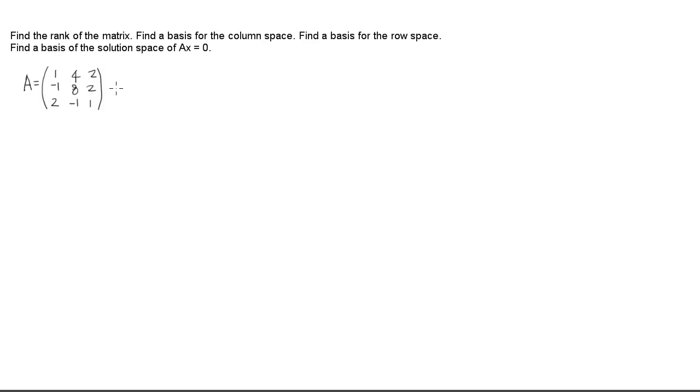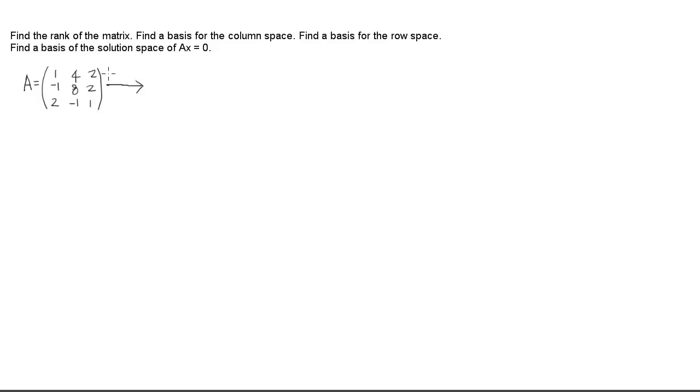Here's another application of using elementary row operations to find various things about a matrix. Here we are trying to find the rank of the matrix A, find a basis for the column space, find a basis for the row space, and find a basis for the solution space of AX equal to 0. The solution space of this homogeneous equation is called the null space of this matrix A. We use the same matrix so we can save time to get the row echelon form. We already know what to do.